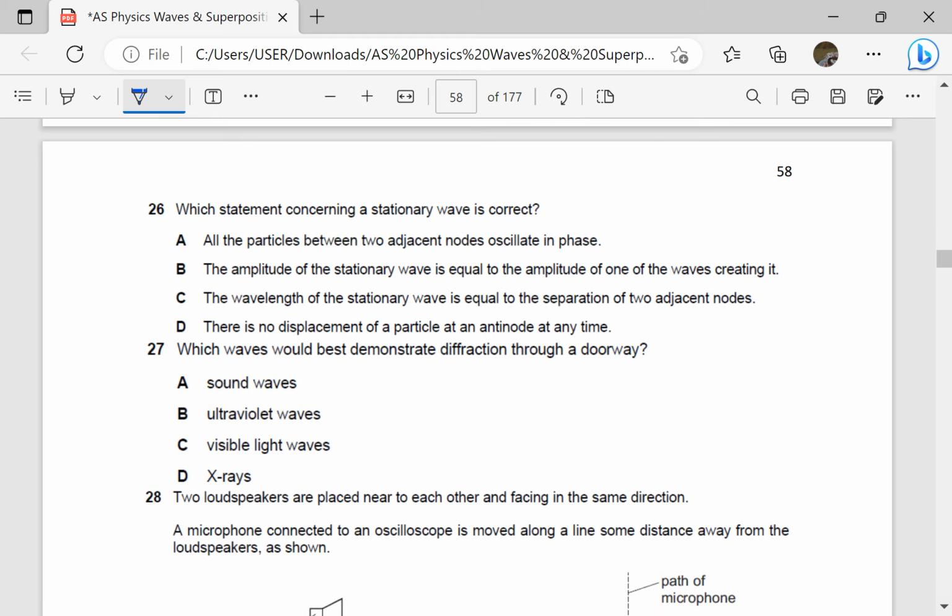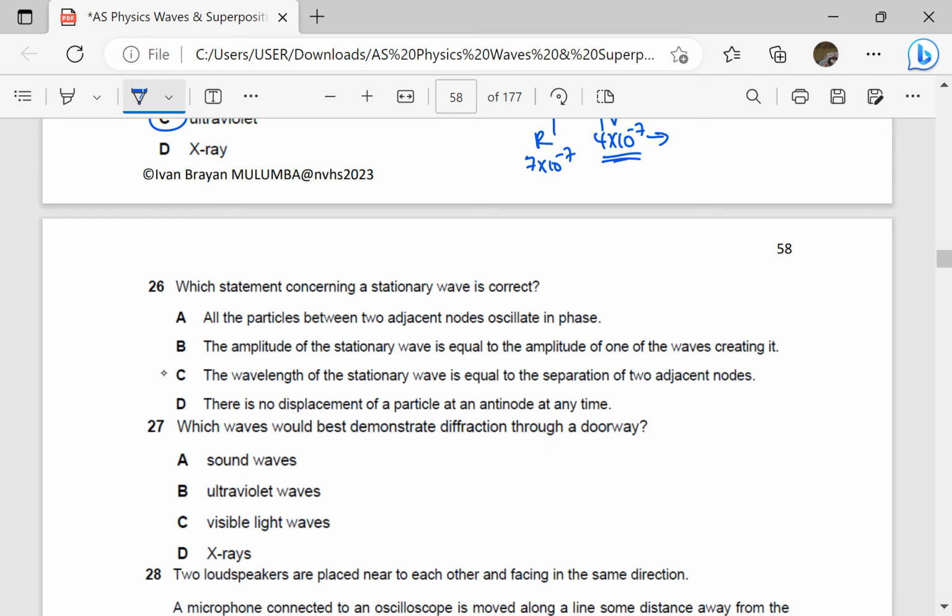All particles between two adjacent nodes oscillate in phase. I think that is true. All particles between two adjacent nodes vibrate in phase, but particles on one side of a node vibrate 180 degrees out of phase with particles in the next loop.